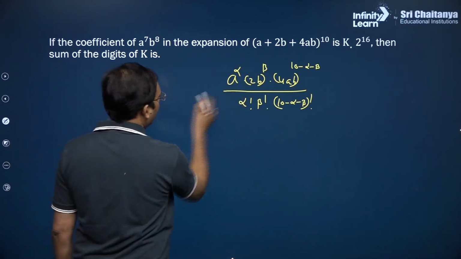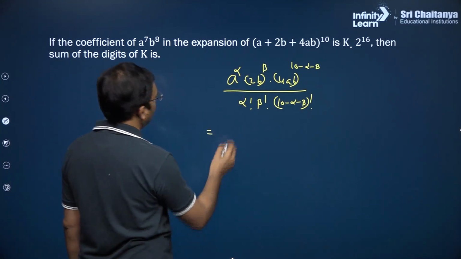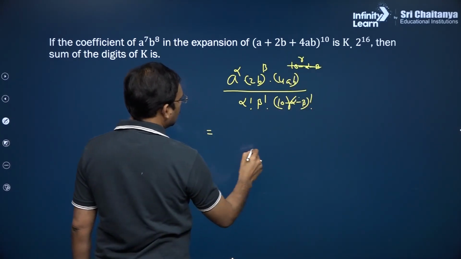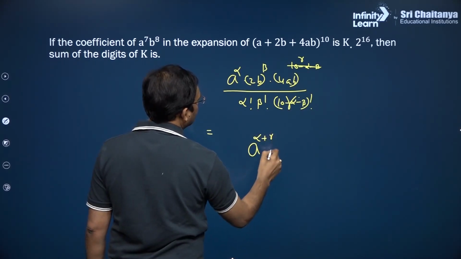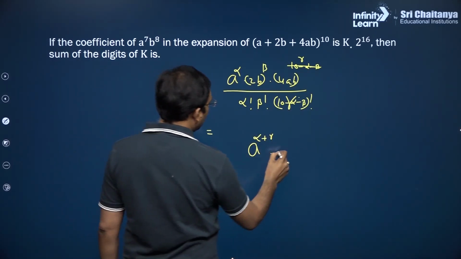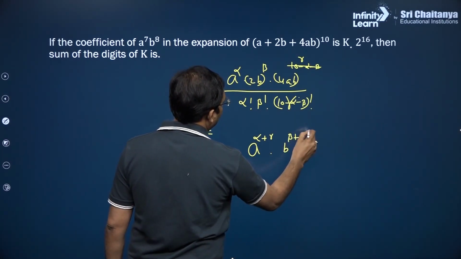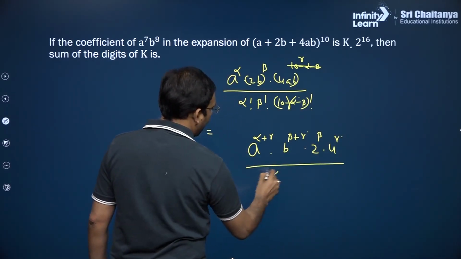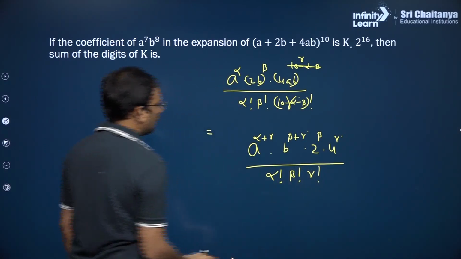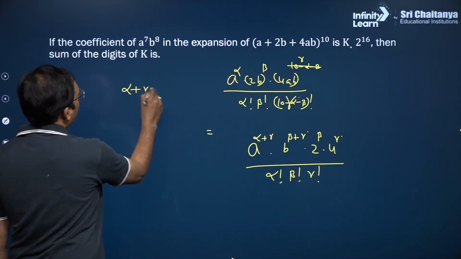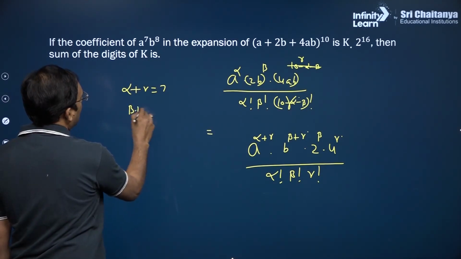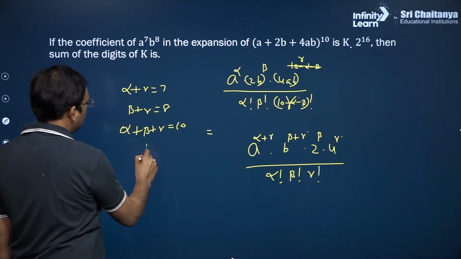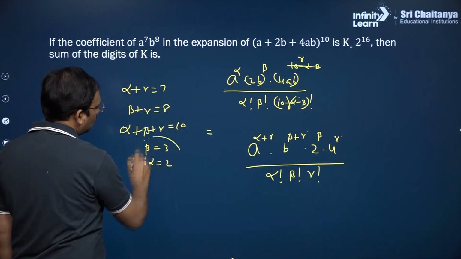Try to simplify, this is going to be, I can say my dear friends, otherwise you could take it as gamma, this is gamma factorial. So a power alpha plus gamma is there into b power beta plus gamma is there, of course into 2 power beta is there, 4 power gamma is there, by alpha factorial into beta factorial into gamma factorial. One thing, alpha plus gamma must be 7 now and beta plus gamma must be 8, and of course alpha plus beta plus gamma must be 10. So from this beta is equal to 3, alpha is equal to 2.